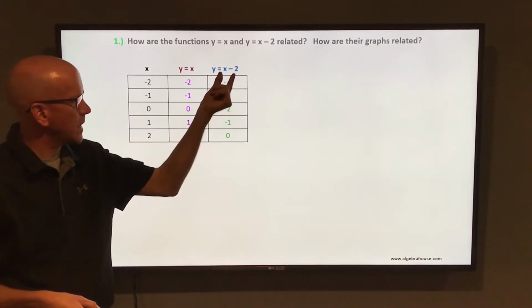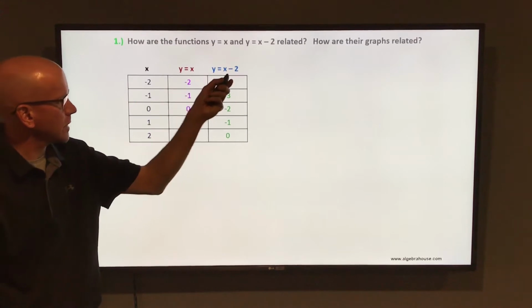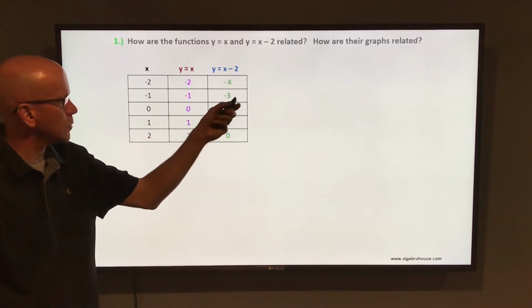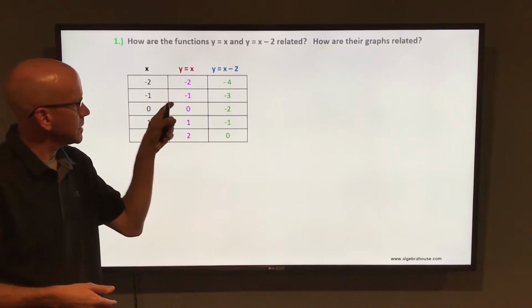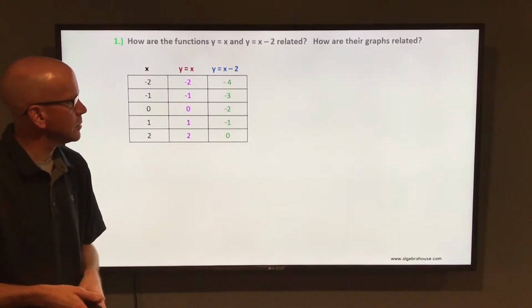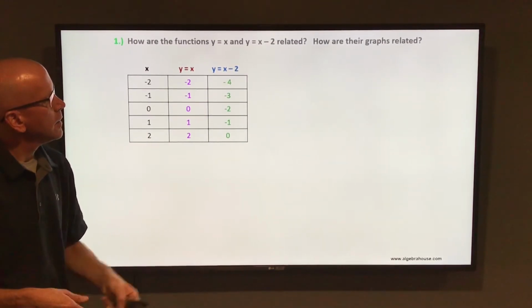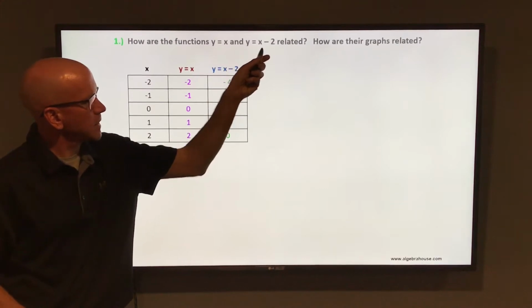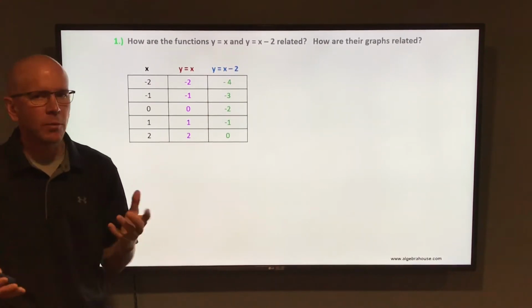But if we change that to y equals x minus 2, if you substitute negative 2 in for x, y is negative 4. Negative 1 in for x, y is negative 3. And so on. Now look at the differences in the y coordinates. From y equals x to y equals x minus 2, you can see it's subtracting 2 units. So when you go from y equals x to y equals x minus 2, you're subtracting 2 from the value of y. Think about what that does to the graph.